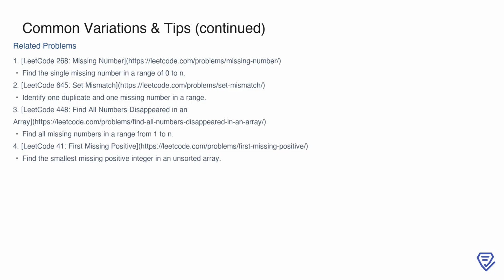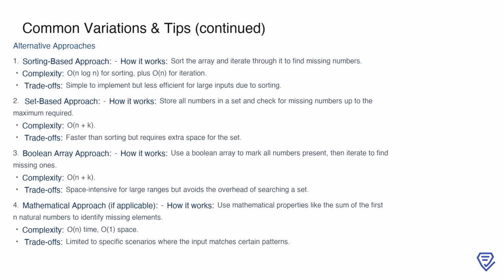There are several alternative approaches you can use to solve this problem, each with its own advantages and trade-offs. A sorting-based approach, for instance, involves sorting the array first and then iterating through it to find missing numbers. While straightforward, this method has a time complexity of O(n log n) due to sorting, which may be less efficient for large inputs. A set-based approach, on the other hand, stores all numbers in a set and checks for missing numbers up to the required maximum. This method is faster, with a complexity of O(n + k), but it requires additional space for the set.